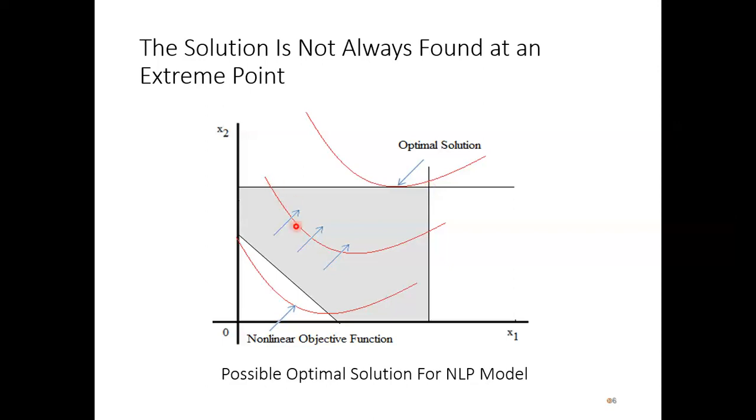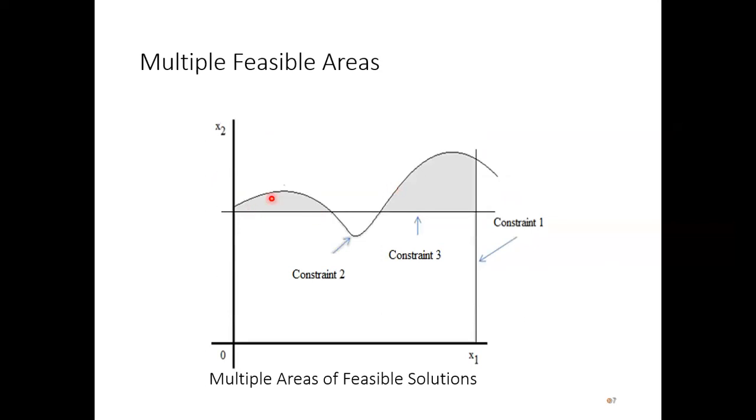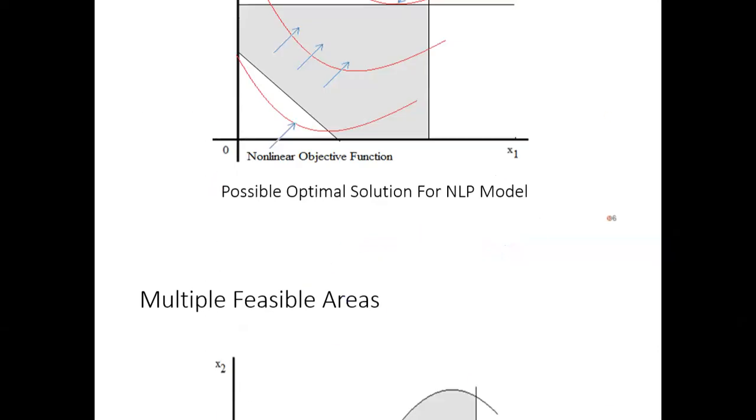So this objective function is nonlinear, you can see it here, and these are the constraints, and you see that the optimal solution is not at the extreme, it is elsewhere. Third, because of constraint 2, constraint 3 and constraint 1, this is the feasible area, and you can find that this is also a feasible area, so multiple feasible areas can exist.